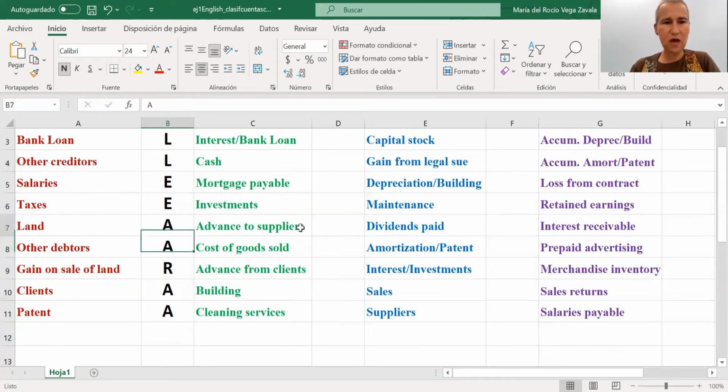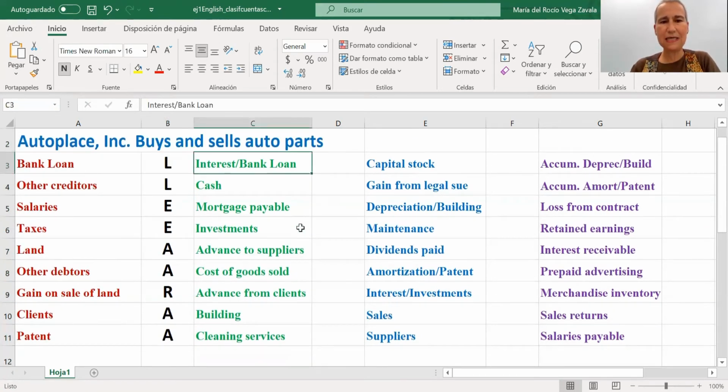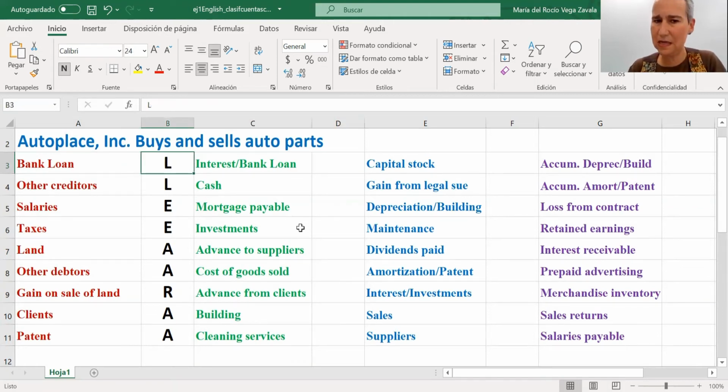So let's go to the other column. And it says interest on the bank loan. Gio, bank loan, we already said that it was a liability. Yes, but I'm not talking about the bank loan. I'm talking about the interest on the bank loan. So if I have a bank loan, I will need to pay those interests. So those interests, as it will be resources going out, that will be an expense.